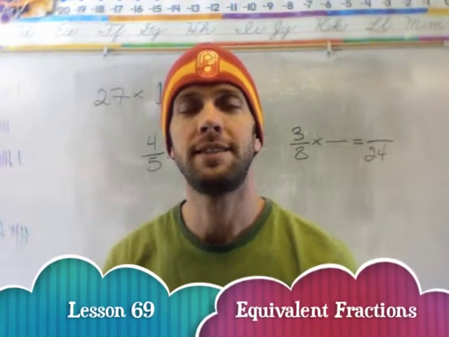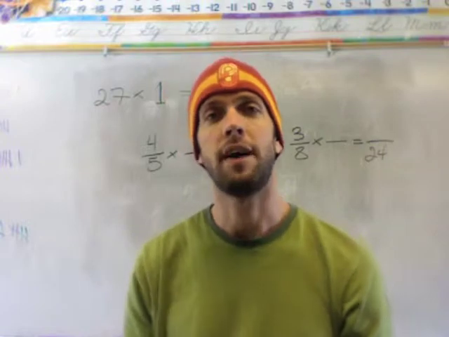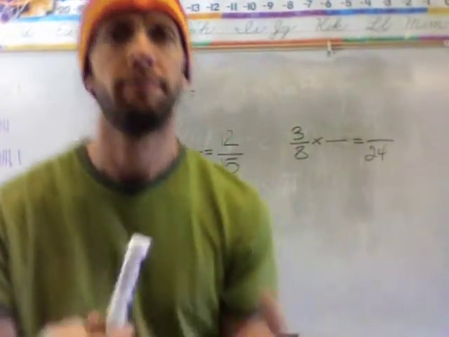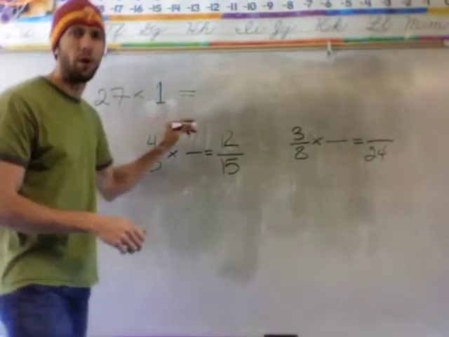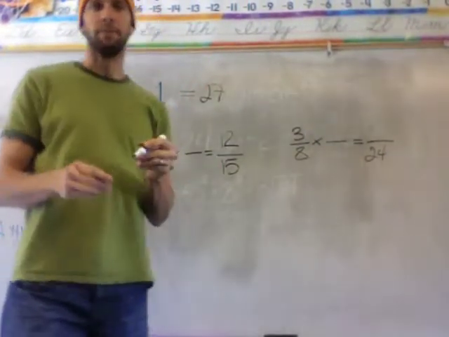All right, welcome to lesson 69, finding equivalent fractions by multiplying times 1. Now, what happens when you multiply a number by 1? For example, I have 27 times 1 up here. You still have 27, right?